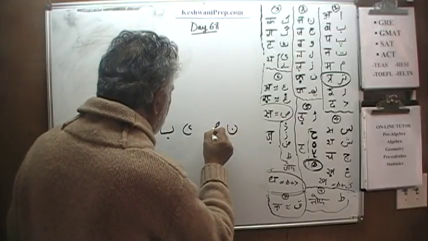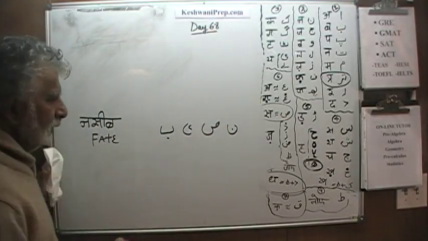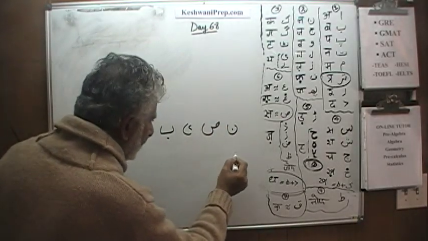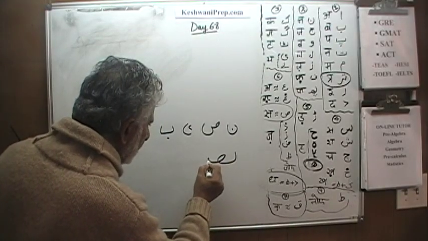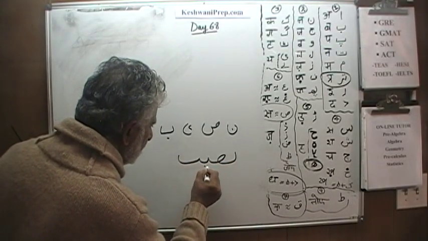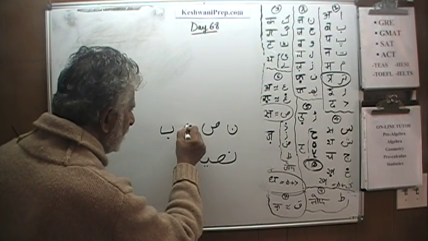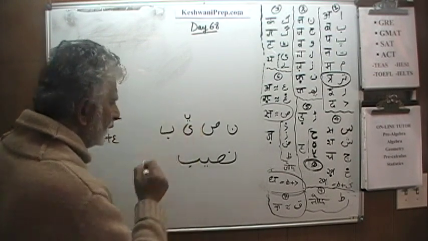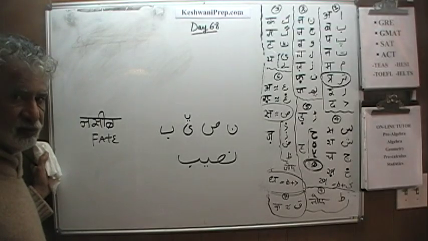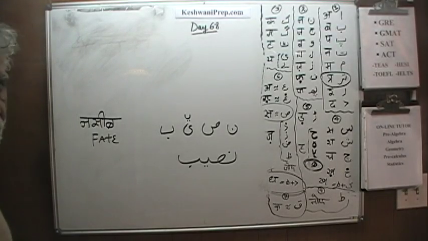Swat, naseeb. When we combine them, this is what it's going to look like. There is a na, and then a sir, and then a ya, and a ba. Don't forget, when choti ya or badi ya appear in the middle, they always take this shape. That says naseeb. Naseeb means fate.